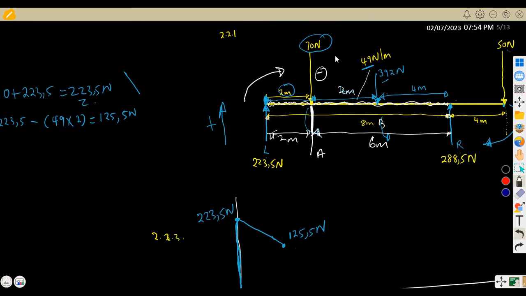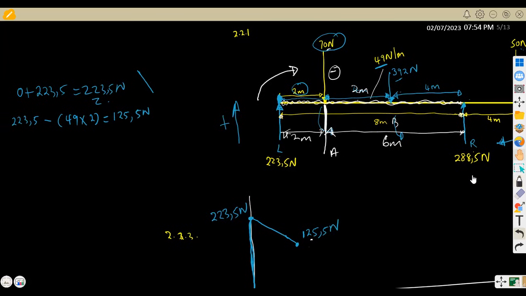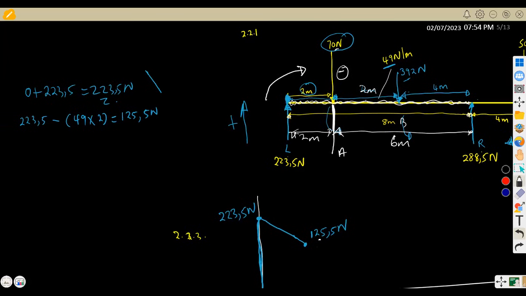So it's a negative. So we are going to subtract 70 from where we are at, 125.5. Okay, we subtract 70 because it's going straight down. So we just have to subtract that one. So it is going to be 125.5 minus 70, which is going to be 55.5 Newton. So we are now at 55.5.